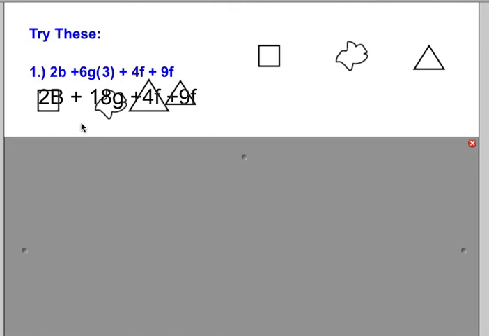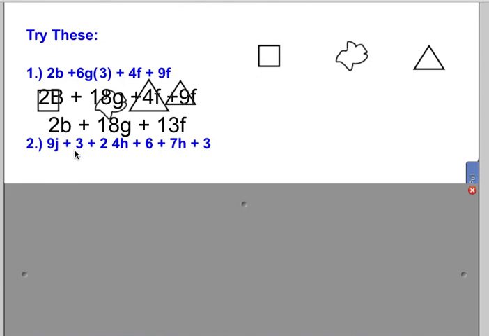So I want to take all of my shapes and simplify. So this is 2b plus clouds. There's no clouds to combine, so 18g. But now I have to combine my triangles, and 4f plus 9f is 13f. So the simplified answer to problem number 1 is 2b plus 18g plus 13f.